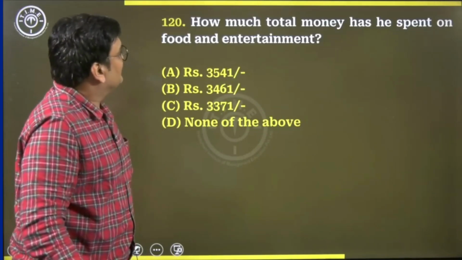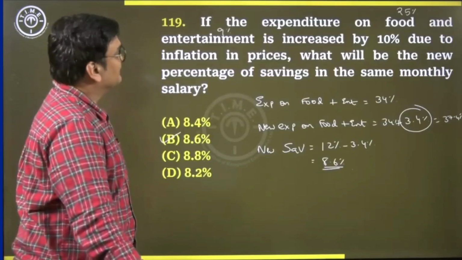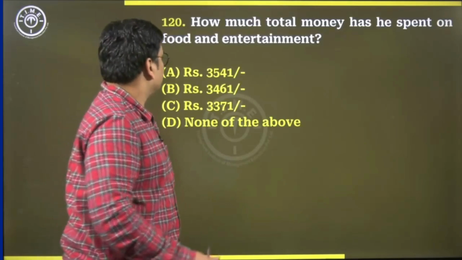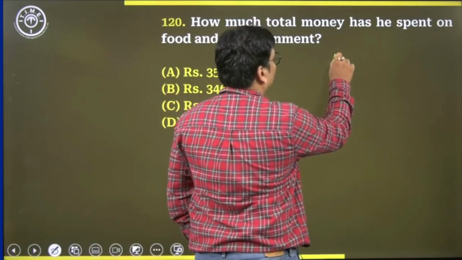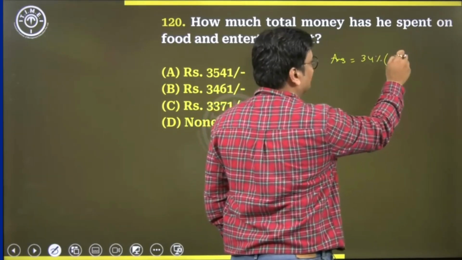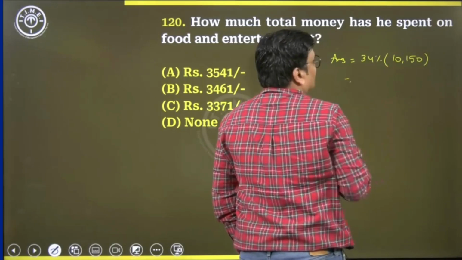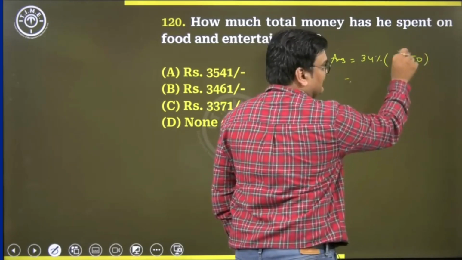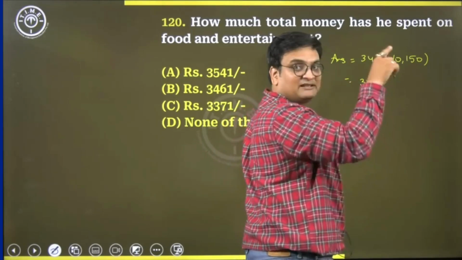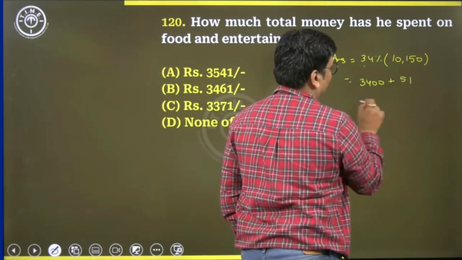Next, how much total money has he spent on food and entertainment? Now, how much was food and entertainment? It was 34%. So thus can I say my answer will be straight away 34% of the total salary including the HRA, 10,150. So how much is it? Had it been only 10,000, so I'll get 3,400 then. 34% of 10,000 is 3,400 plus 34% of 150. When you'll do it, it's 51 rupees.